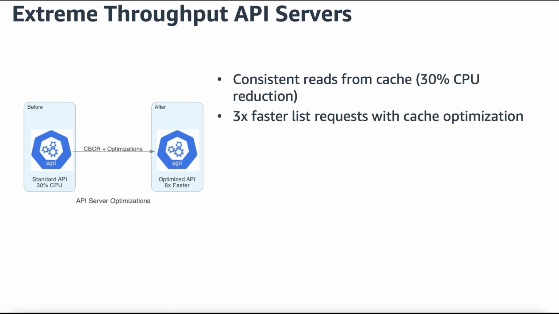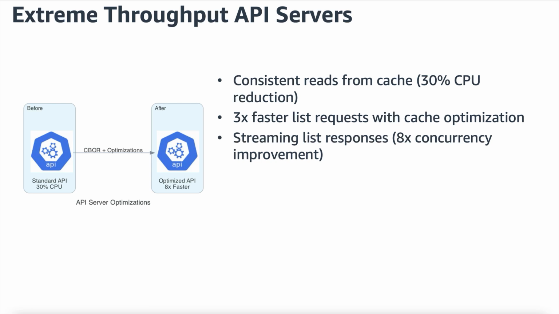The first major optimization is consistent reads from cache, introduced in Kubernetes 1.31. This feature allows offloading a significant portion of read traffic from etcd to the API server's local cache. Previously, reads requiring label or field-based filtering would force the API server to list entire collections from etcd first. Now, when the cache is current, these reads are served directly from memory, cutting server-side CPU usage by 30% and speeding up list requests by 3 times.